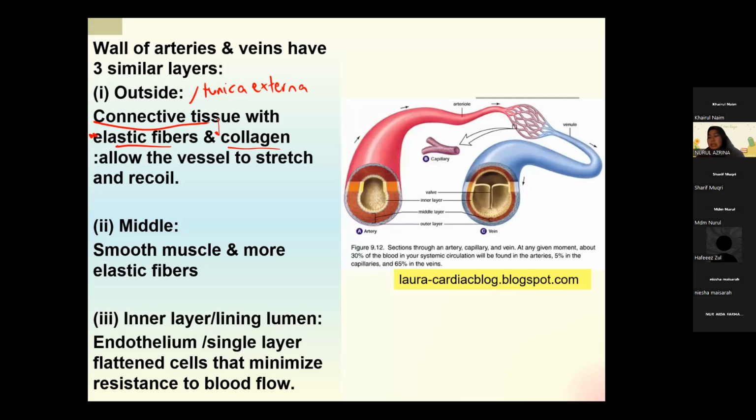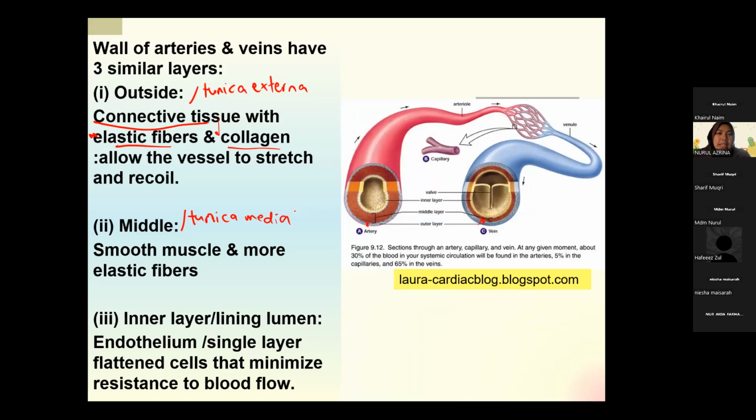Okay. The middle layer. So this is the outer layer of artery and vein, which is composed of a network of elastic fibers and collagen fibers. Okay. The middle layer, which some textbooks state or write as tunica media.